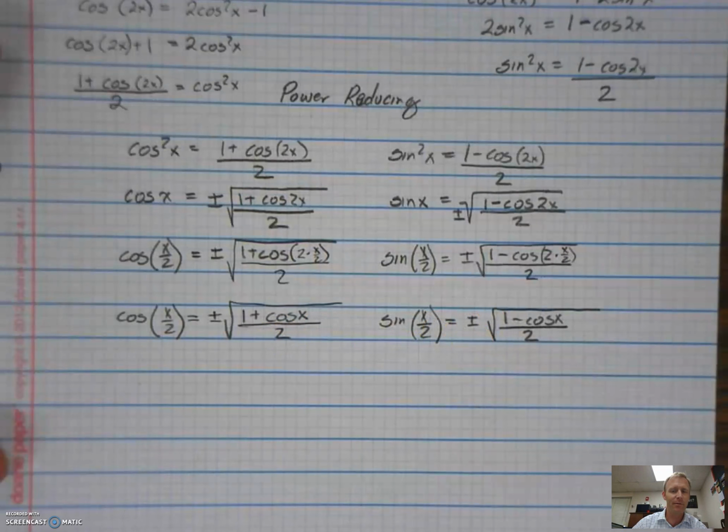That's going to be pretty easy to remember, but good news, you don't need to remember these. You can create these out of the double angle for cosine, cosine squared minus sine squared, and your Pythagorean identity.